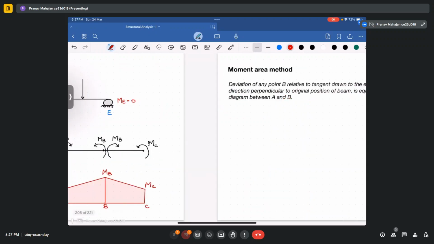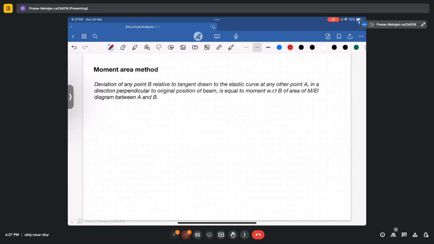So now we will apply here the moment area method. What the moment area method says is that the deviation of any point B relative to the tangent drawn to the elastic curve at another point A, in the direction perpendicular to the original position of the beam, is equal to the moment of the M upon EI diagram between A and B about B. So it says that if you are deriving the deflection of point B with respect to point A, that will be equal to the moment of area of the M upon EI diagram with respect to B.